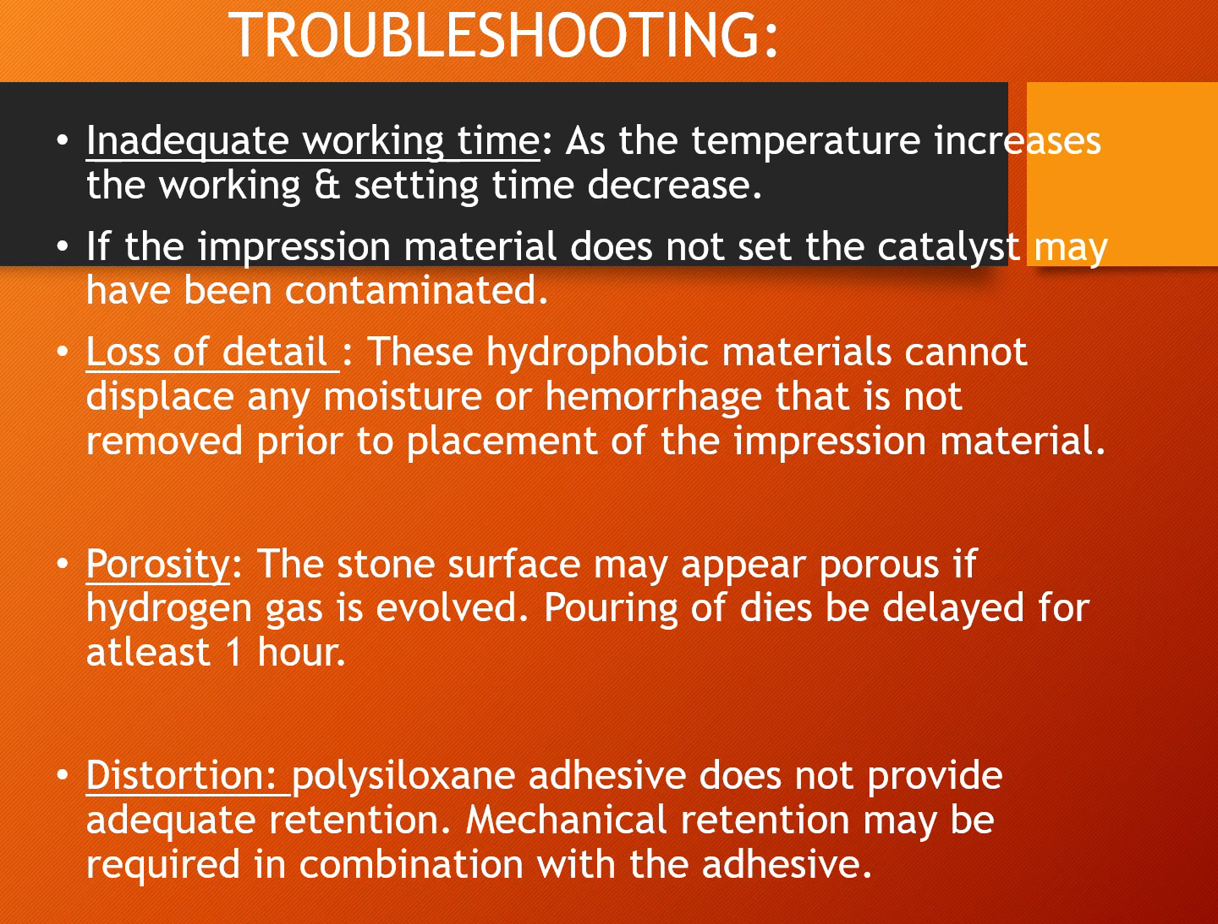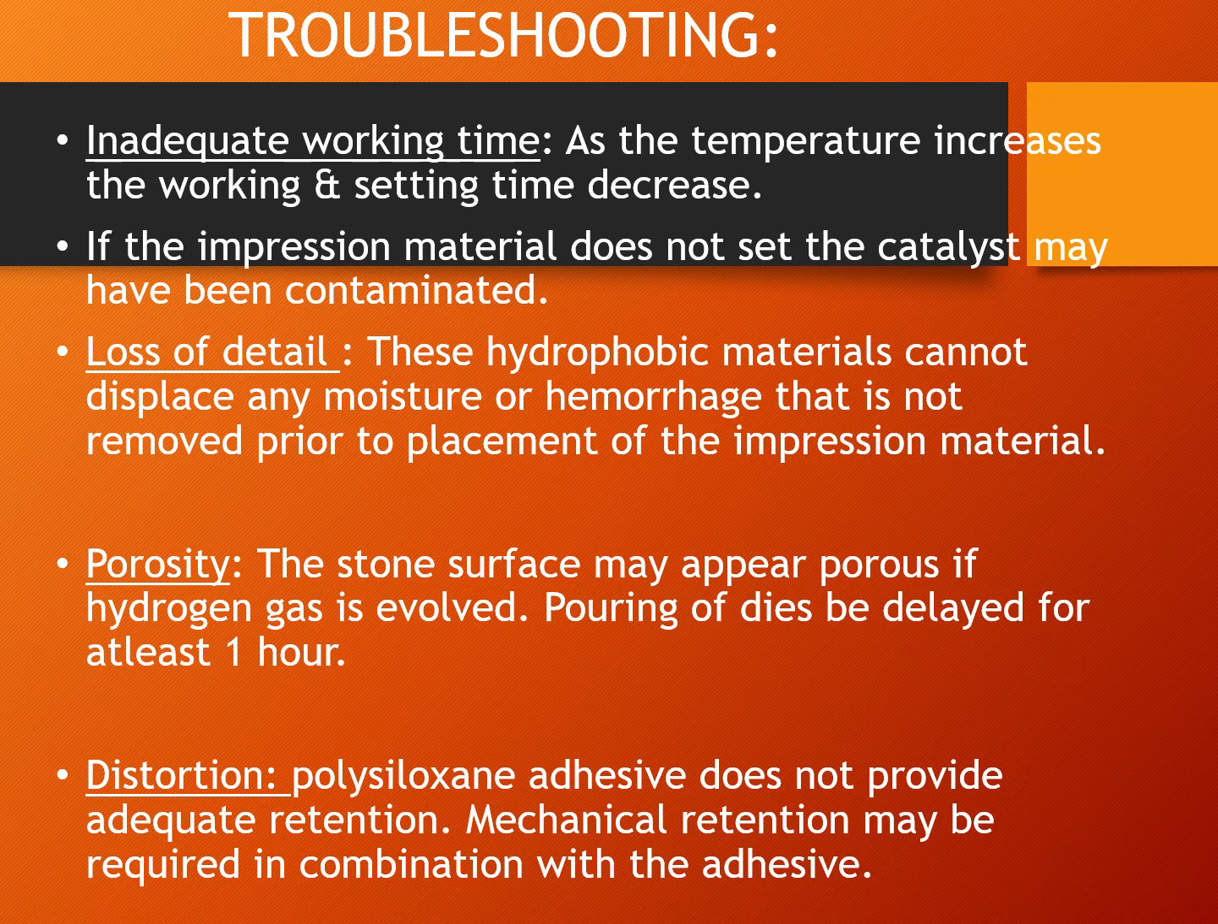The next issue that is faced is loss of detailing. So these are hydrophobic materials and they cannot displace any moisture or hemorrhage, so every moisture and hemorrhage should be removed prior to the placement of impression material. The next issue is porosity, which is due to the liberation of hydrogen gas. We've already discussed it. So this can be prevented by adding scavengers or by pouring the dies after 1 hour.